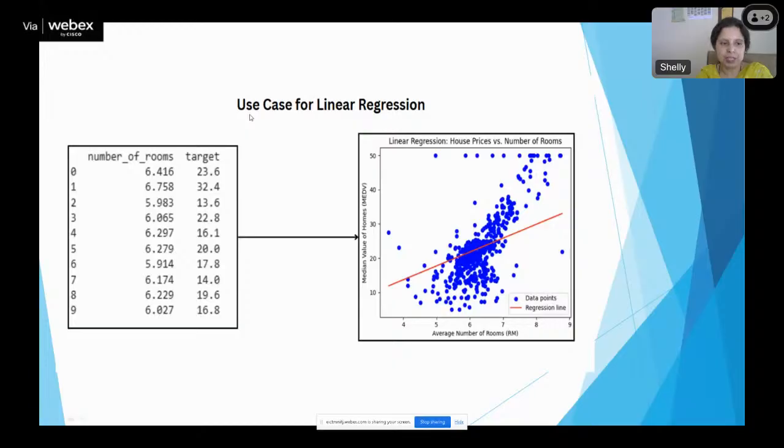And here you have a different data set. For example, you have the number of rooms and the target, where we want to know house prices versus the number of rooms. If you see, the average number of rooms is shown on the x-axis, and the median value of the homes is shown on the y-axis. So this is our independent variable and this is our dependent variable. In linear regression, I'll be using a straight line. These data points are more or less for a continuous variable, so you try to map them along this particular line.